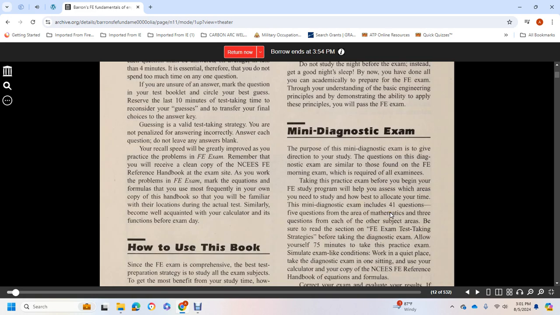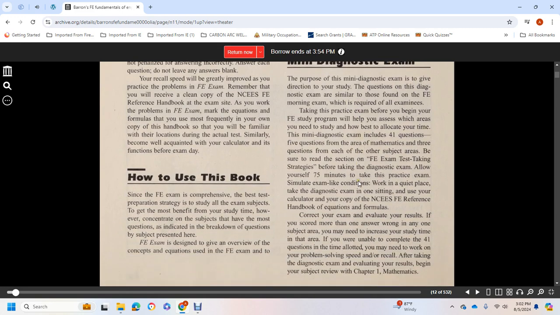Mini diagnostic exam. The purpose of the mini diagnostic exam is to give direction to your study. The questions on the diagnostic exam are similar to those found on the morning portion of the Fundamental Engineering exam, which is required of all examinees. Take the practice exam before you begin your study program. It will help you assess the areas you need to study the most.